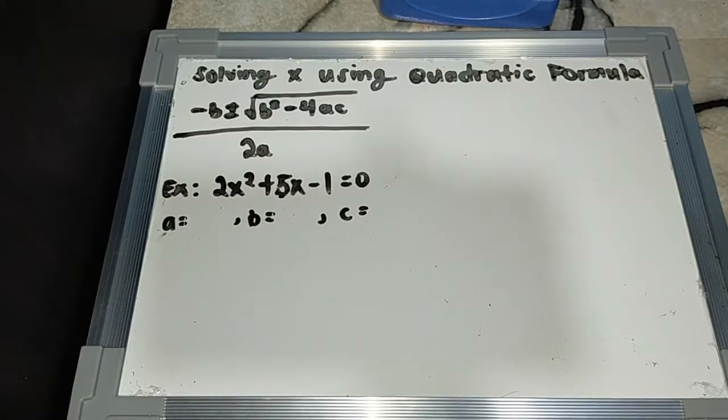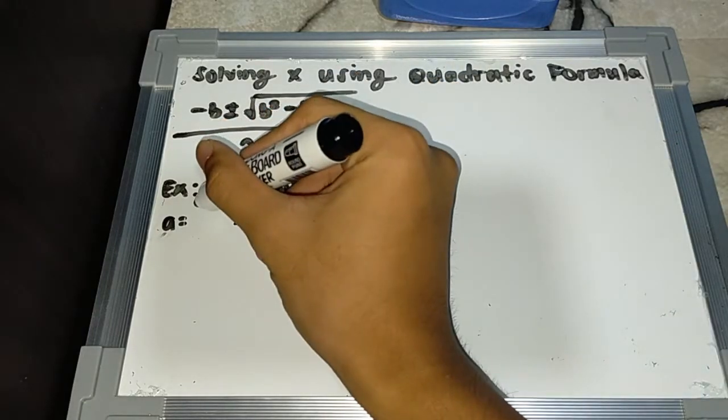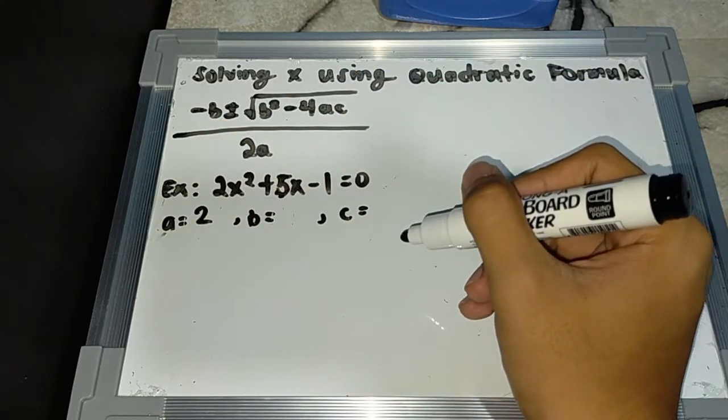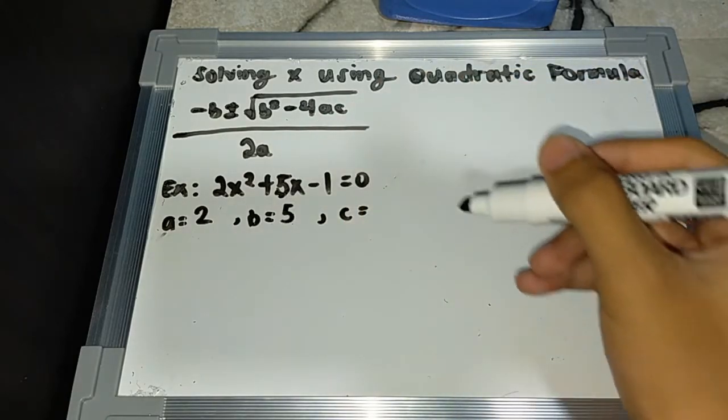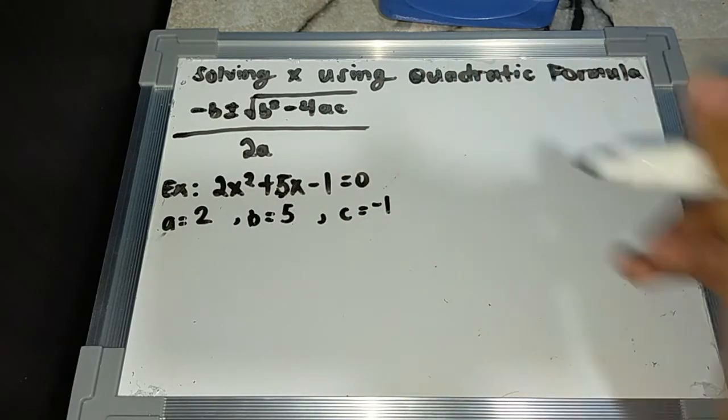So now let's talk about how to solve the value of x using our quadratic formula. Our quadratic formula is negative b plus minus square root of b squared minus 4ac all over 2a. So for our first example, we have 2x squared plus 5x minus 1 equals to 0. Our value of a is 2. Our value of b is 5. Our value of c is negative 1.